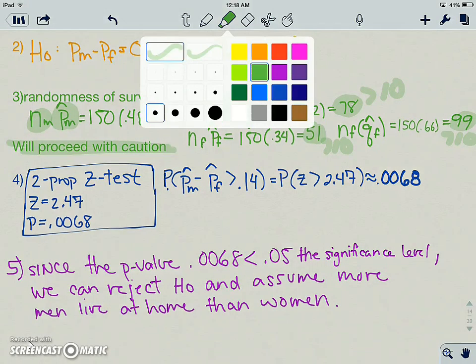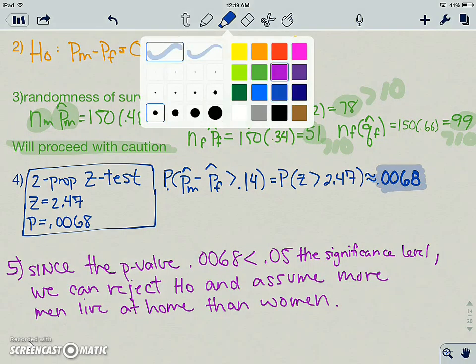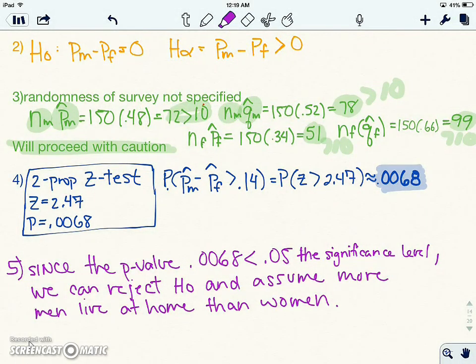Step 4. We're going to go ahead and do a 2 proportion z-test, put everything in, and we will get a z-value of 2.47 and a p-value of 0.0068, which means we were trying to find the probability of the difference being greater than 0.14, which is the same thing as testing the probability of a z-score being greater than 2.47, and we get 0.0068. And so now we can conclude, since the p-value is less than the alpha level, we can reject the null hypothesis and assume that more men live at home than women.